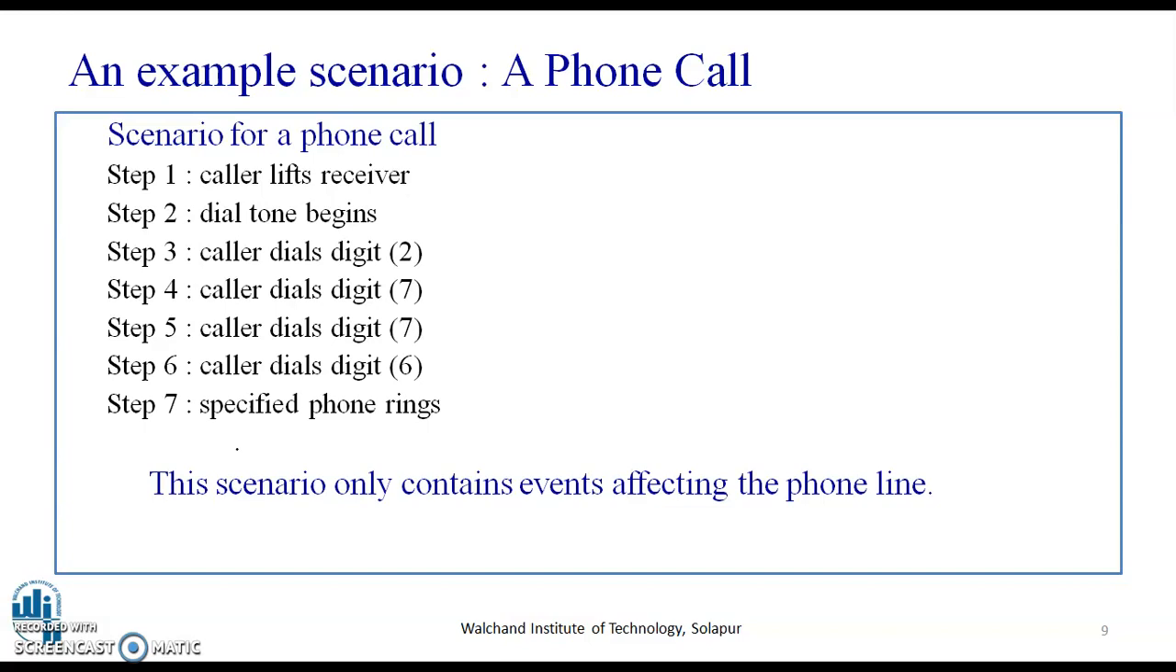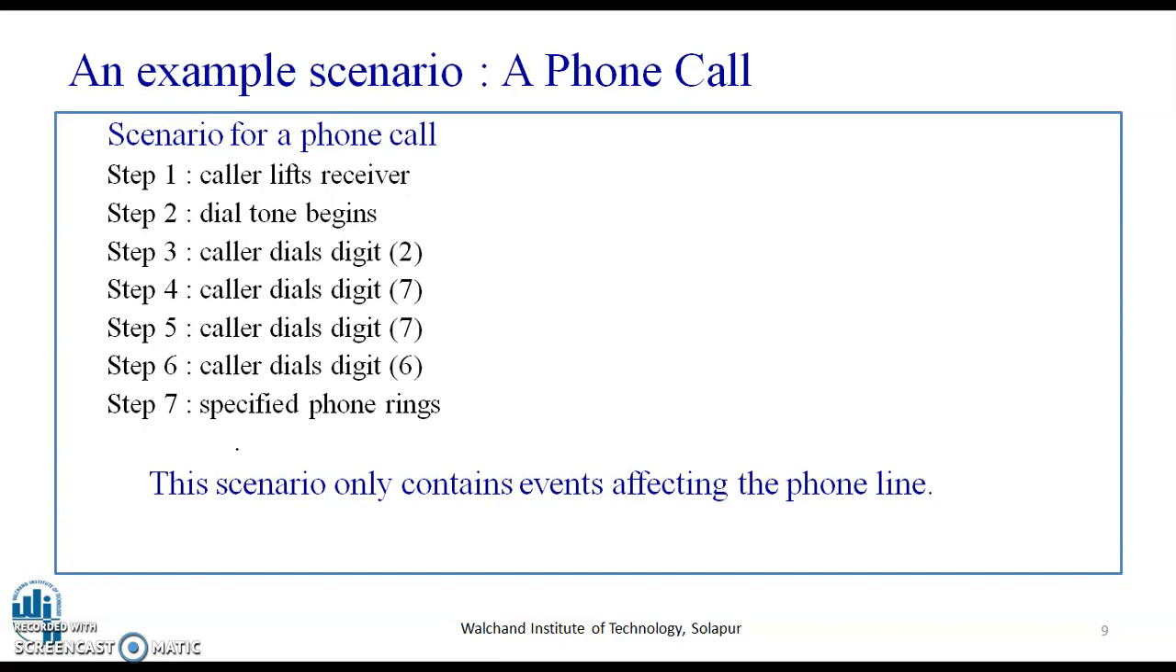So, in a scenario, you're normally expected to list all the events that happen one after the other. So, consider the example given here. Whenever we make a particular phone call, we begin normally. This particular phone call is the olden days phone call, which has a receiver, not a smartphone.